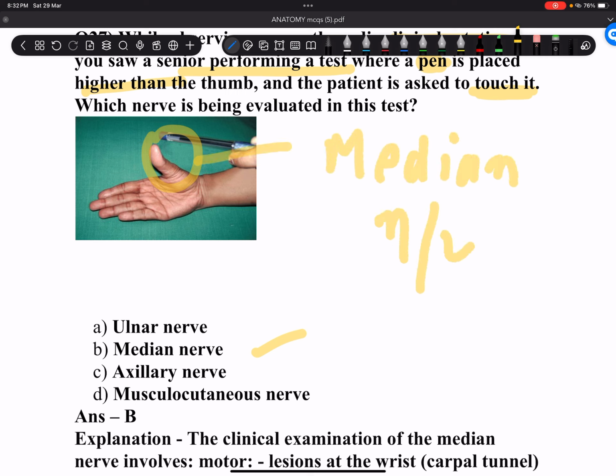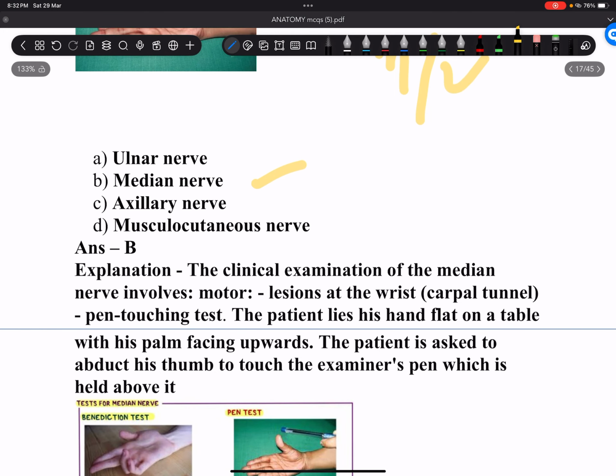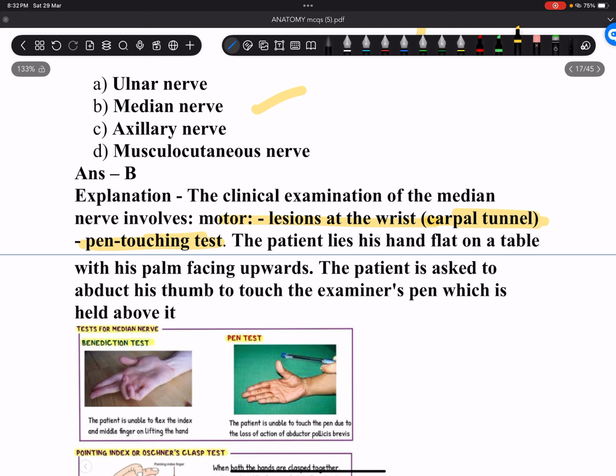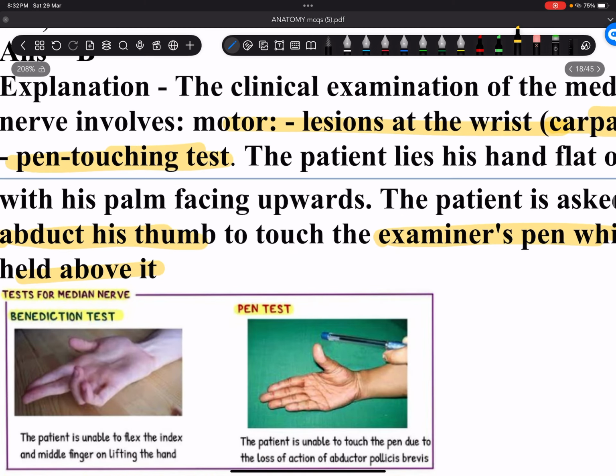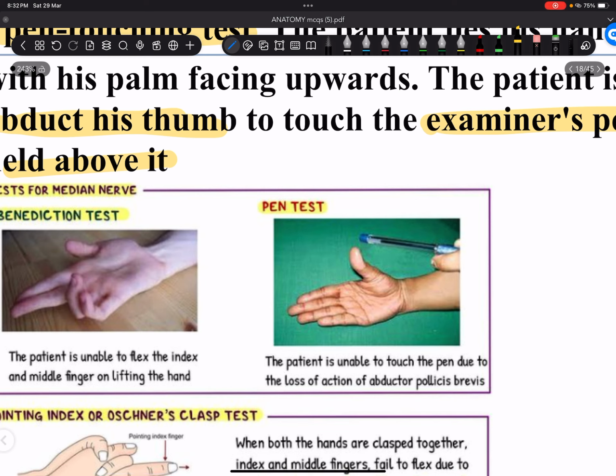The clinical examination of the median nerve involves motor lesions at the wrist, carpal tunnel, and the pen touching test. The patient lays the hand flat on a table with the palm facing upward. The patient is asked to abduct the thumb to touch the examiner's pen, which is held above it. So what is this test? This is the pen test, testing the median nerve.